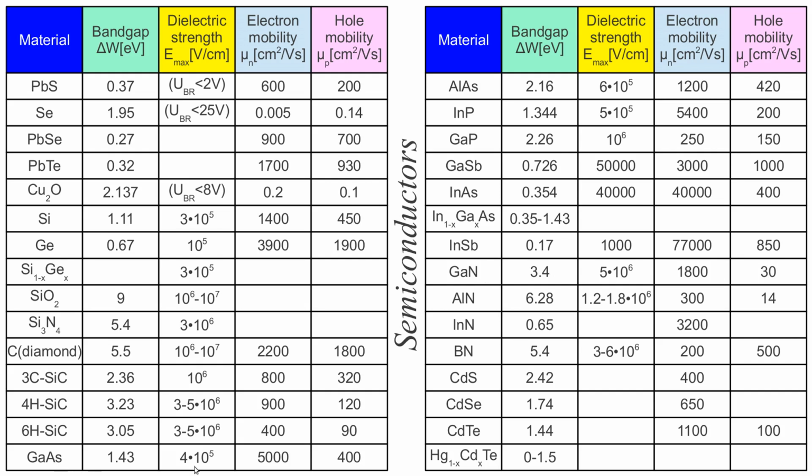Also, gallium arsenide, electrons are much faster than holes, and also indium phosphide, another important material to build very high frequency devices. Electron mobility is much higher than hole mobility.